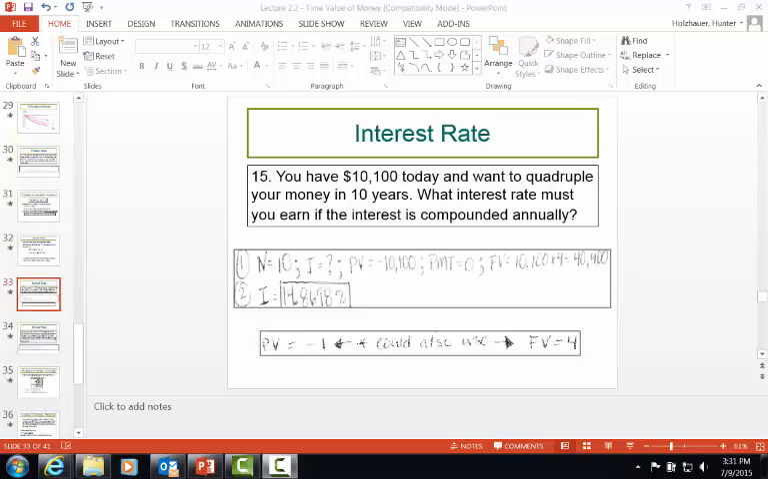Okay, let's go to the number 15 slide, Ross. Now, although you can use the equation, most of you will use the buttons, which makes it a lot easier. And I'll show you this with a problem here from your test guide. Look at number 15. You have $10,100 today, and you'd like to quadruple your money, not double it, not triple it, but quadruple it in 10 years. What interest rate must you earn if the interest is compounded annually?